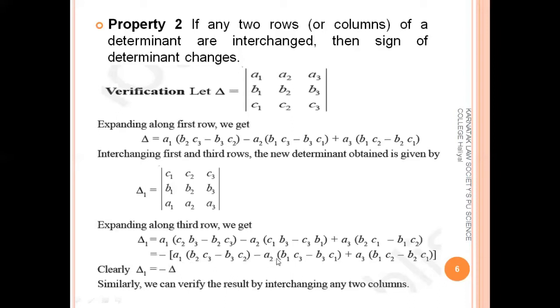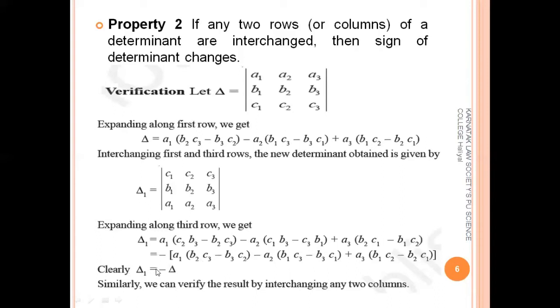Minus A2 as it is. Brackets you see here, they just changed the places. B1, C3 minus C1, B3 plus A3 as usual, and B1, C2 minus B2, C1. Observe here, the minus they have taken outside, and A1 minus A2 and plus A3. This you need to write as it is. Just interchange the brackets here. This expression inside the bracket is equal to that of delta. Both are the same. So, minus of delta.